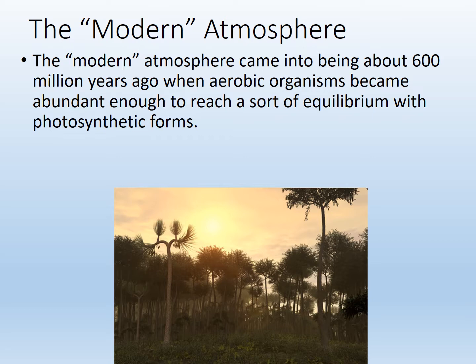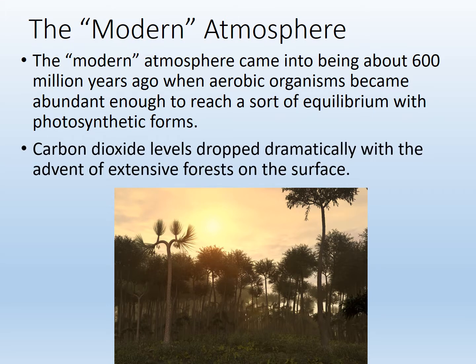Now remember, the Earth is 4.5 billion years old, so 600 million years ago really wasn't that long ago in the history of the Earth. But about 600 million years ago, plant life really started to spread across the surface of the Earth. And these organisms became abundant enough that they were absorbing all this carbon dioxide out of the atmosphere and releasing oxygen into the atmosphere. So the Earth started with much more carbon dioxide and therefore started much warmer, but it began to drop dramatically as forests began to cover the surface of the Earth.